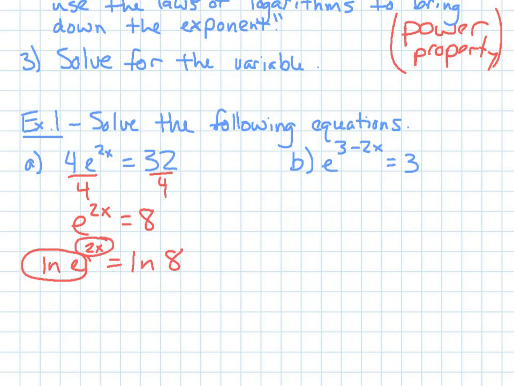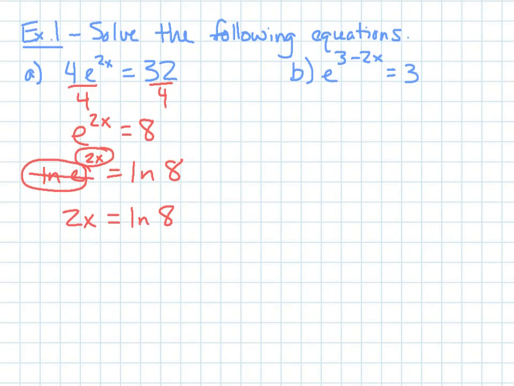So here, doing that, you get 2x equals ln of 8. And now you can solve by dividing both sides by 2. So the 2's go away, and x equals (ln of 8)/2. If I plug that into my calculator, I get 1.04 if I round to the hundredths.